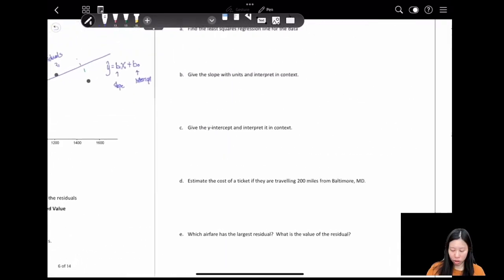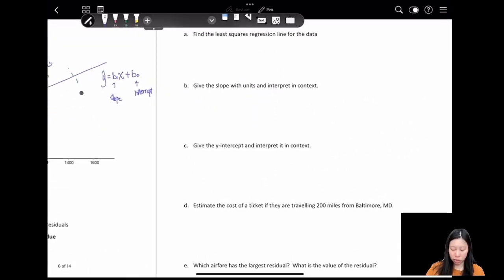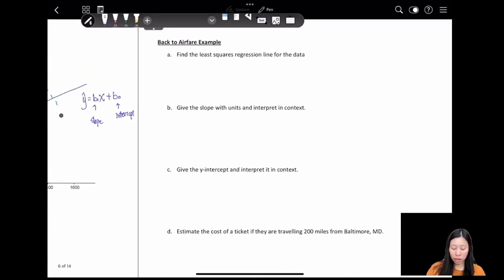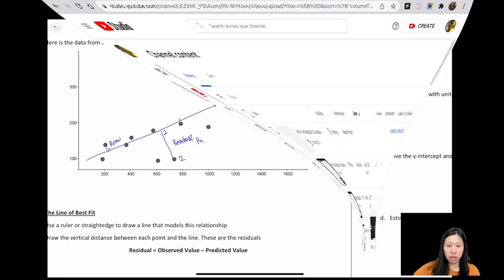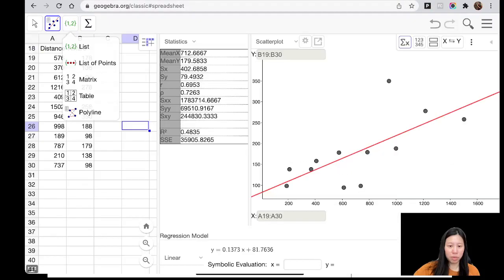Now let's take a look at how we use it. Find the least squares regression line for the data. This is the data we have. It's really hard for us to find it by hand, but luckily, we have GeoGebra. In GeoGebra, we have this line. It's generated by GeoGebra. Look at the lower right.